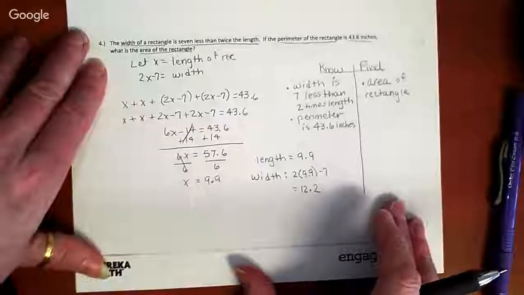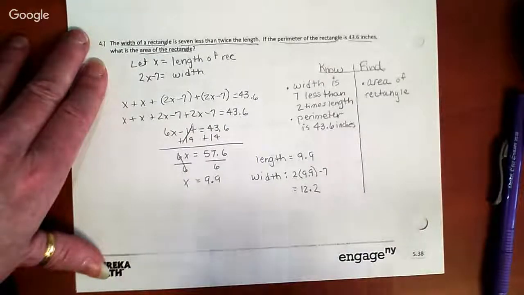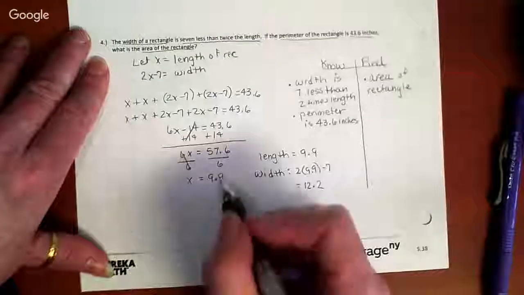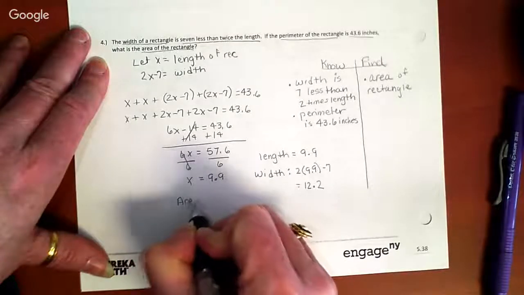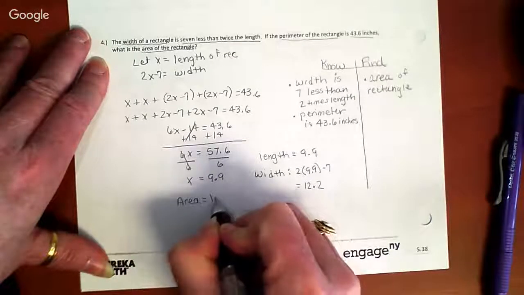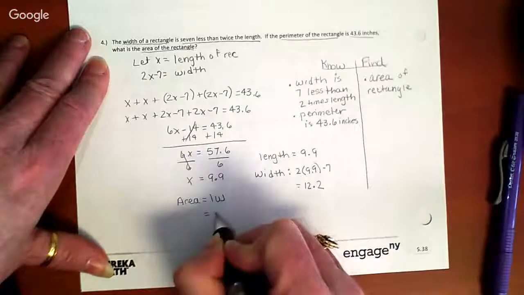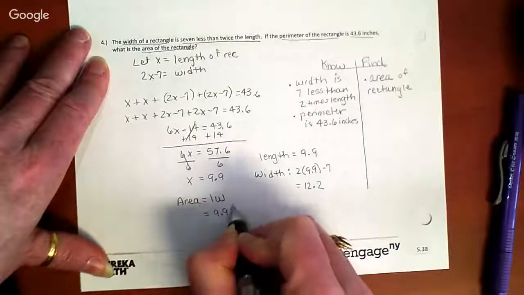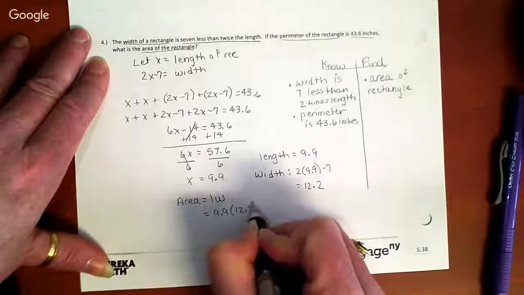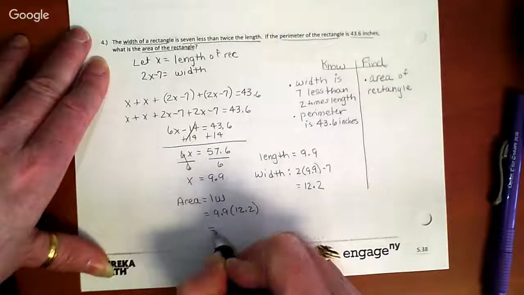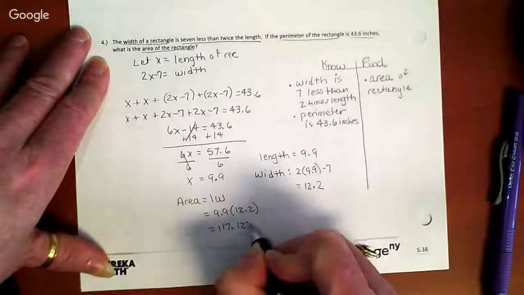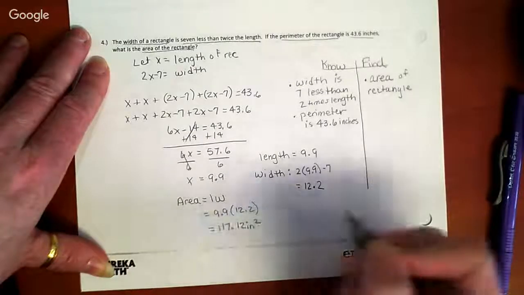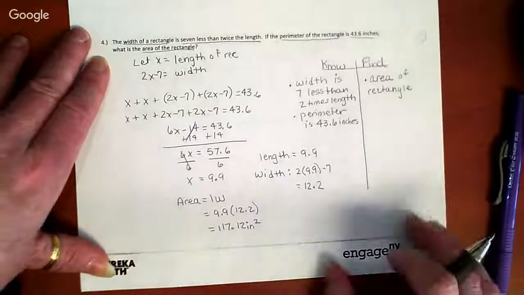But again, we're not done because we need to find the area. All we found was the length and width. So therefore our area, and I'm going to put that right here, equals length times width, which is going to be 9.9 times 12.2, which is going to then equal 117.12 inches squared. Okay, and that is our area for this problem.